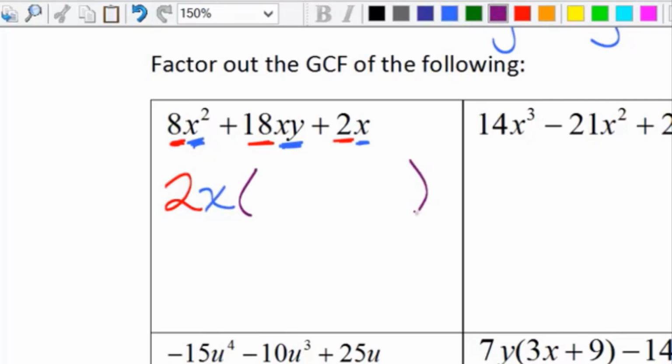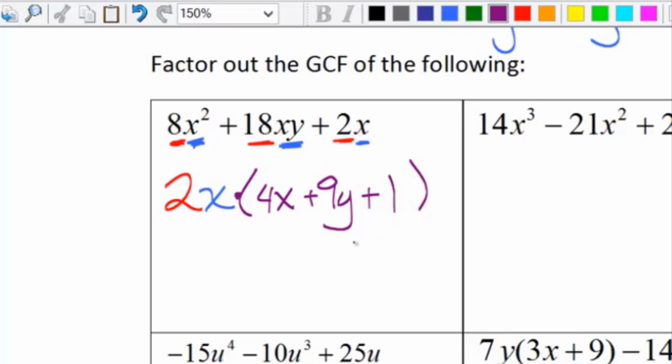So when I factor out a 2x, what I'm going to be doing is basically dividing each term by 2x. Because when it says to factor, I want to rewrite as the product. So if I've already determined the first term that we're factoring out, the GCF, I need to find out what it multiplies by to get the original polynomial. In order to do that, the operation is division. 8x squared divided by 2x is 4x. Then it says plus, so I put a plus. 18xy divided by 2x. 18 divided by 2 is 9. xy divided by x, well the x's divide out to 1 and I'm just left with y. Plus 2x divided by 2x. Well, 2 divided by 2 is 1.